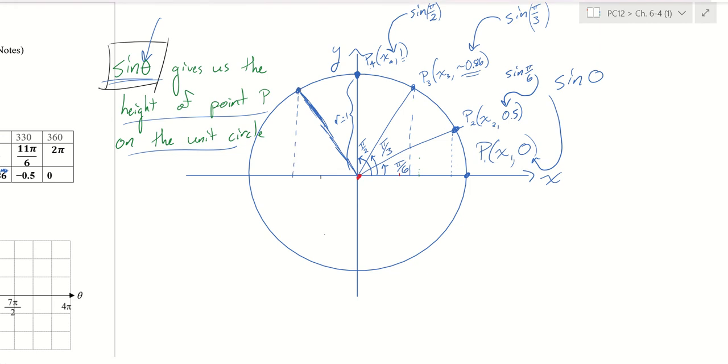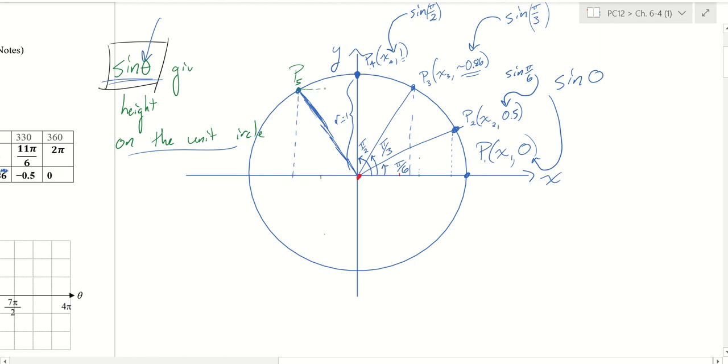Well, you might actually be able to see, and I'll do this in green, that the height of this particular point, let's call this P5, should be the same as the height of the point on the unit circle for point number 3. Right, they are ultimately at the same height. So here we have point number 5.